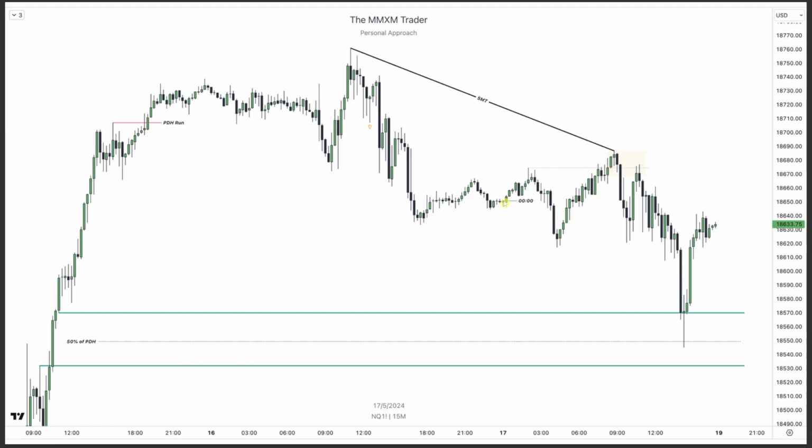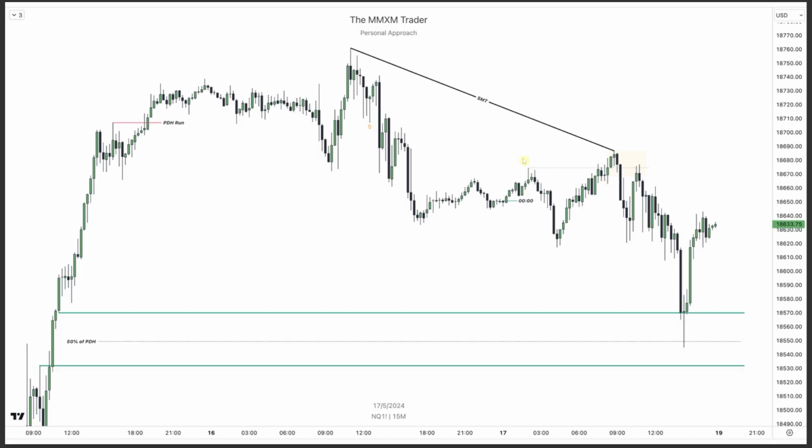So we mark out our midnight opening price, right? We want to be a seller above midnight opening price. Then we see price run up, take out buy side liquidity. Again, we have SMT on these highs as well right now. Now price trades lower and then forms a high probability order block again, right?